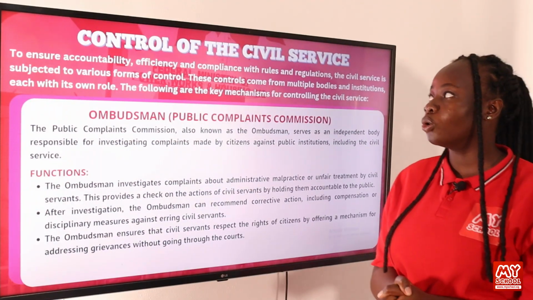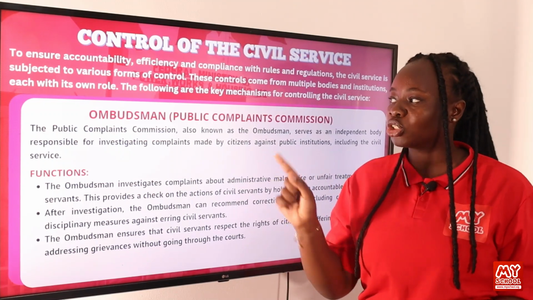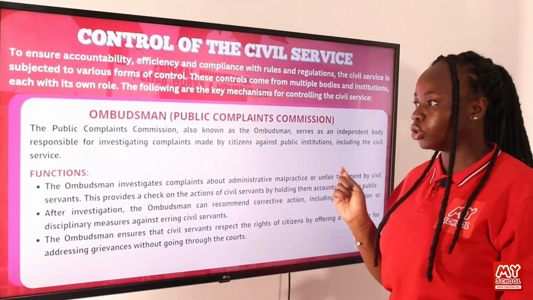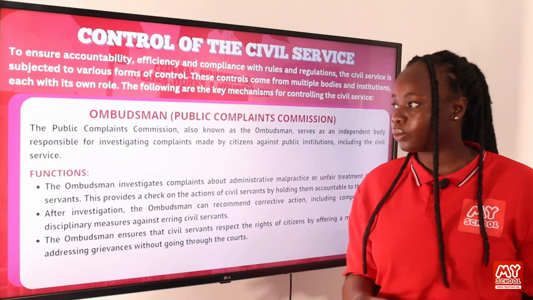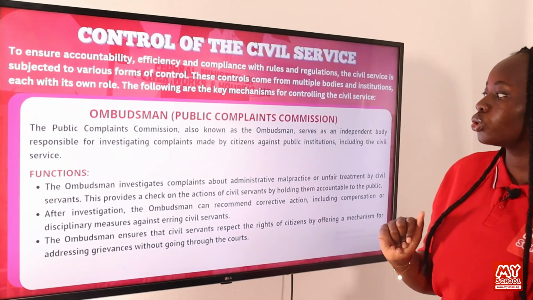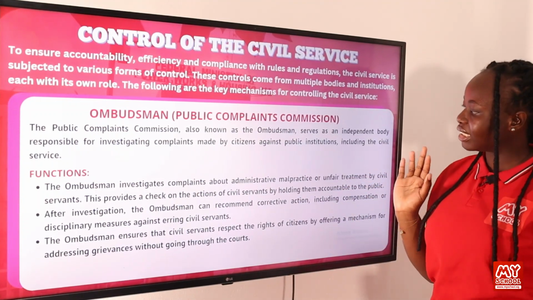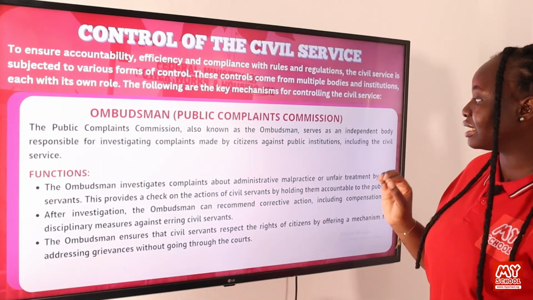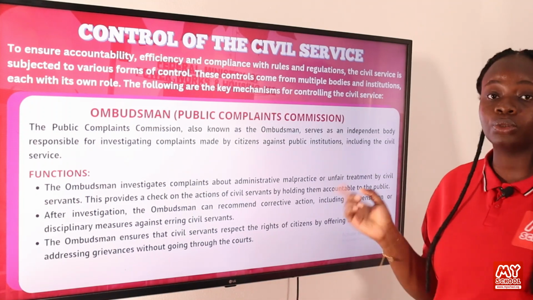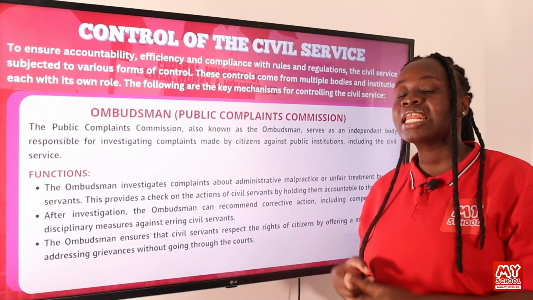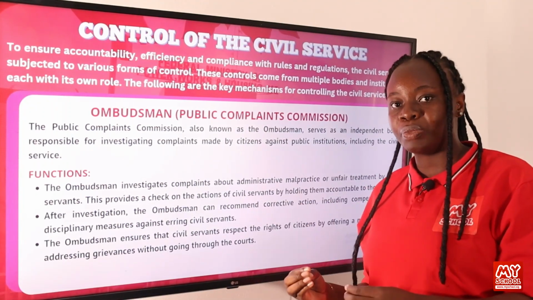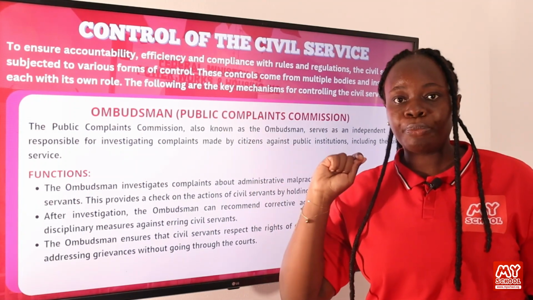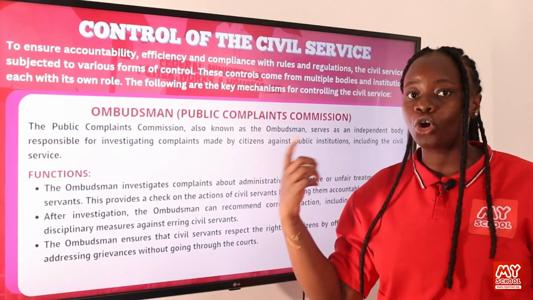Okay, and that method of control of the civil service is through the Ombudsman or the Public Complaints Commission. We are going to discuss more of this later on. The Public Complaints Commission, also known as the Ombudsman, serves as an independent body responsible for investigating complaints made by citizens against public institutions, including the civil service. So any institution that serves the public is under the purview of the Ombudsman, the Public Complaints Commission.